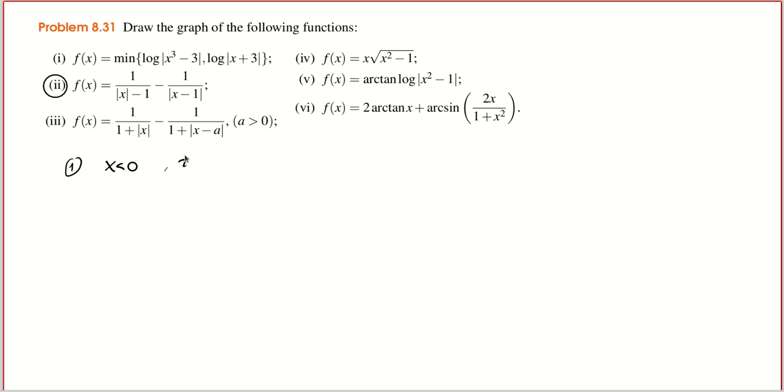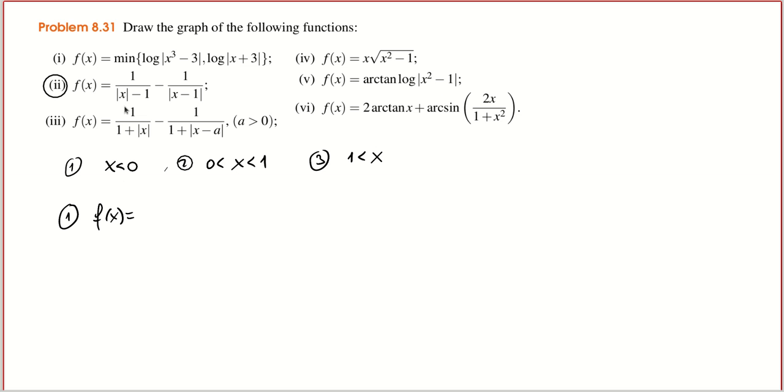The second region is x between 0 and 1. And the third region is x larger than 1. Well, we will worry later about what happens at the borders of these three regions, right? But for the time being, I'm just distinguishing these three regions to describe the function in them. So in the region 1, the function f is what?